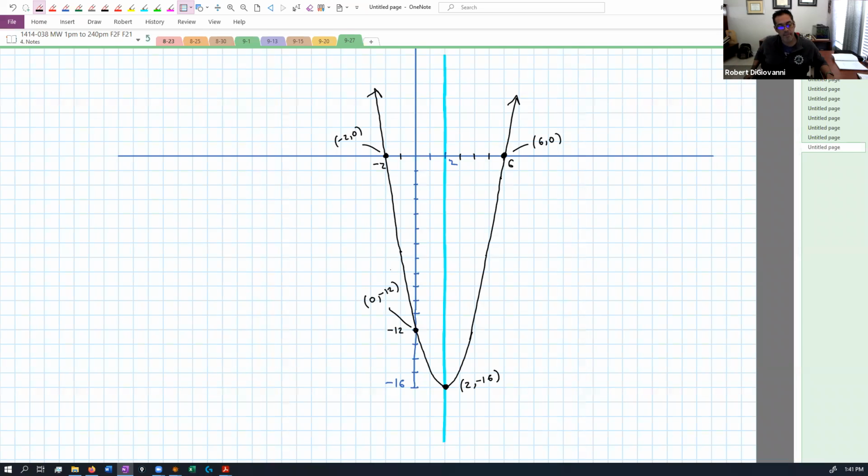All right. We could then talk about domain. We could talk about range, right? We could talk about where the graph is increasing, where it's decreasing. All the things we were doing before, we can start talking about. All right, I think that was a very basic one. Let's do a different one.